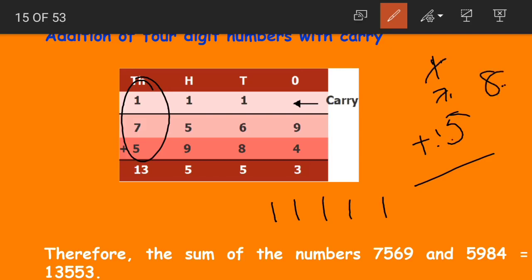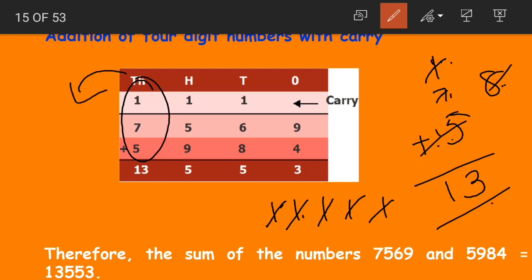Now we have to add 8 and 5. Now after 8 we have 9, 10, 11, 12, 13. How did we do this? 1 plus 7 becomes 8 and 8 plus 5 becomes 13.